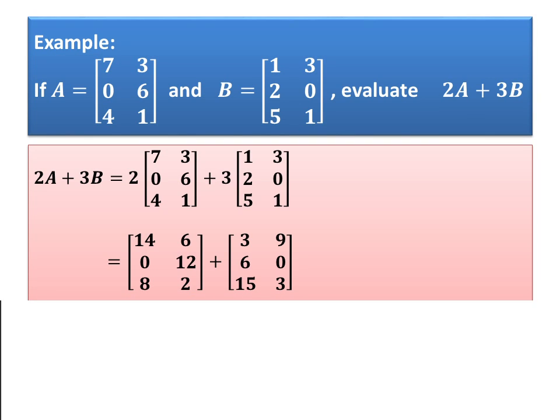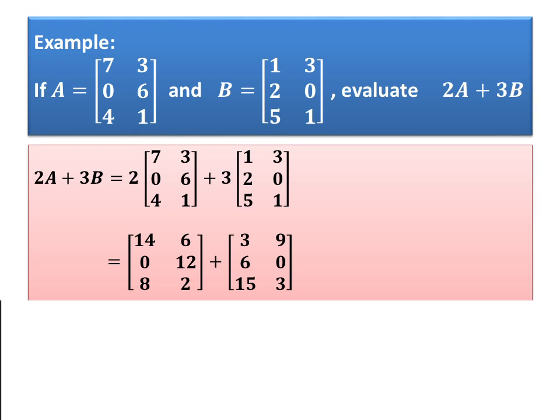Multiplication of the matrix A by 2 gives us 2 times 7, 14, 2 times 3, 6, 2 times 0 in the second row, 0, 2 times 6 in the second row, 12, 2 times 4 in the third row of A, this is 8, 2 times 1 in the third row and the second column of A, this is 2.